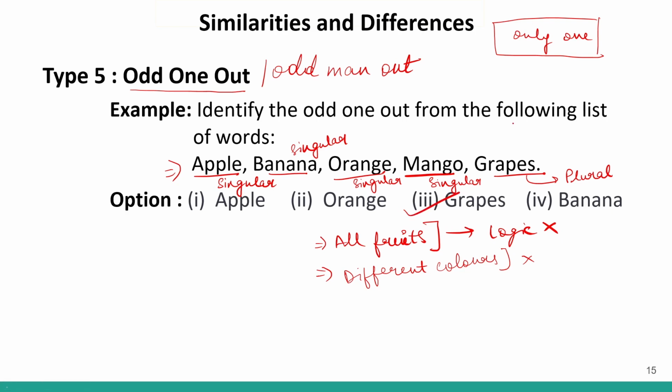So first, identify the logic that is being used to separate or to odd one out the element. In this case, the logic was singular and plural terms. This was the logic that was used. So first identify the logic that is being used and then answer the question accordingly.